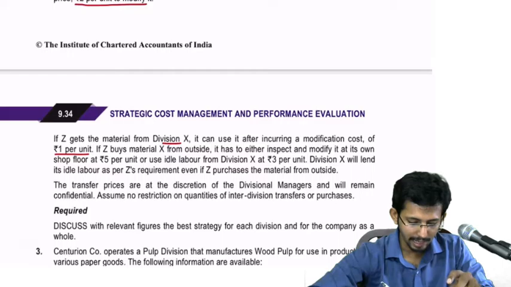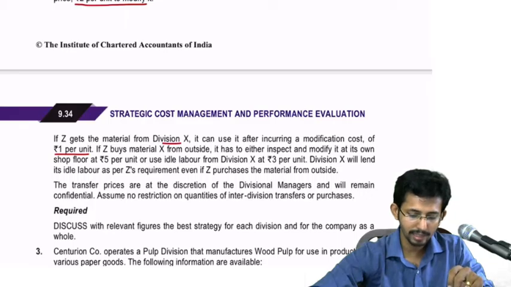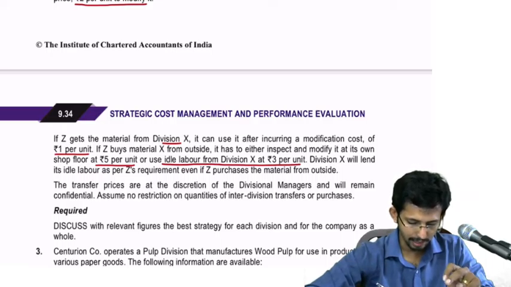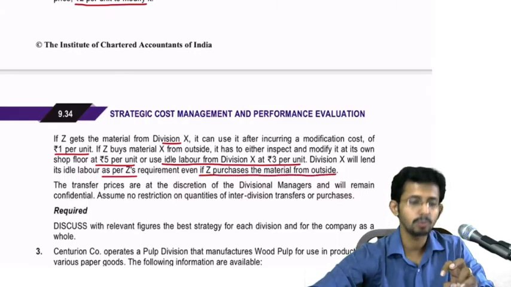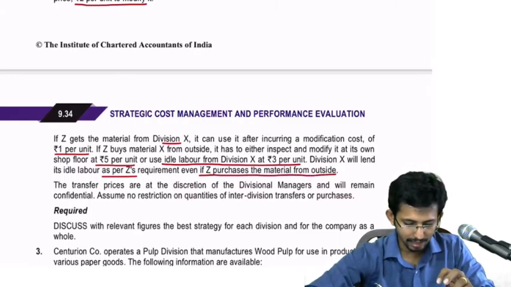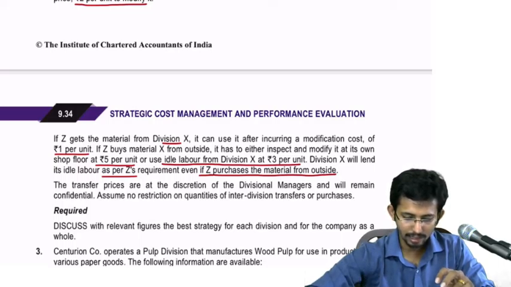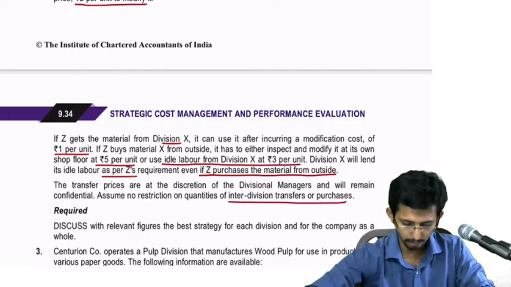If Z buys material X from outside, it has to inspect and modify it either at its own shop floor at rupees 5 per unit, or use the idle labor from division X at rupees 3 per unit. Division X will lend its idle labor as per Z's requirement, even if Z purchases the materials from outside. Now the transfer prices are at the discretion of the divisional managers and will remain confidential. Assume no restriction on quantities on interdivisional transfers or purchase. Discuss with relevant figures the best strategy for each division for the company as a whole.